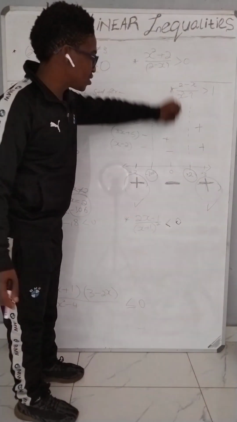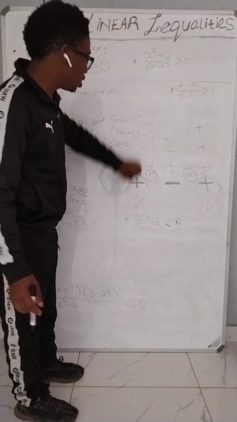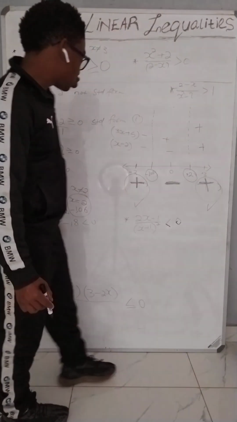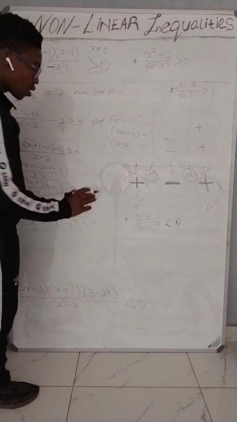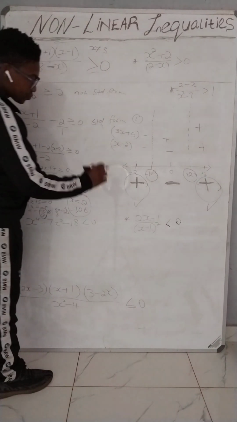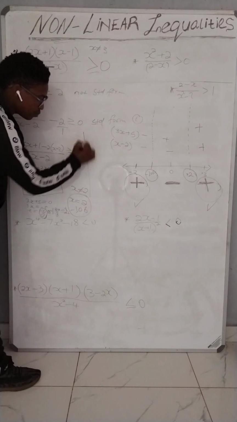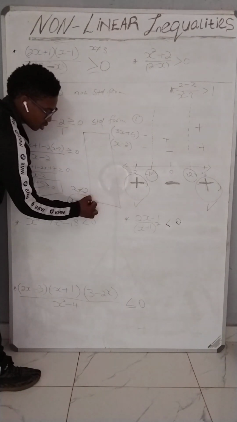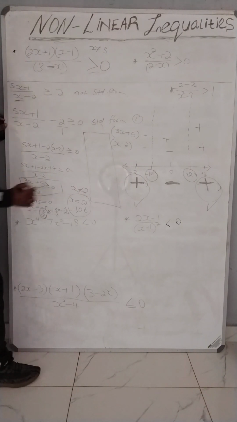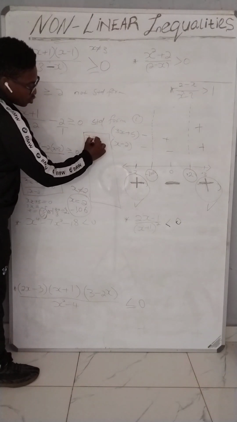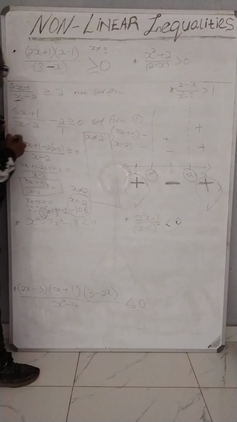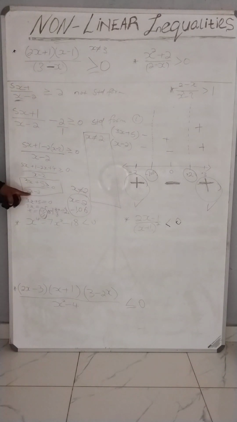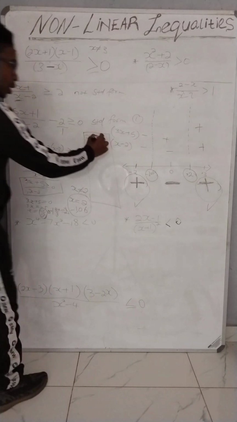Meaning our x doesn't lie here. It only lies here and here. So now for our answer, let me write my answer here. I'm going to start by saying x is not equal to 2 because of this, because of that. Okay, that is answer number 1.